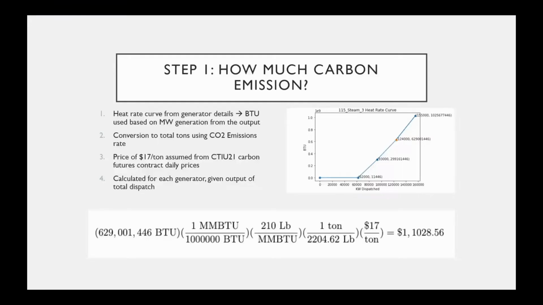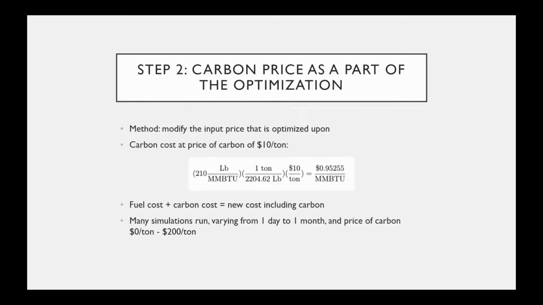But I focused on two main steps of project work. First, just how much carbon emission was happening in each simulation. Each simulation outputs the total amount of dispatch that each generator will have, but it doesn't say how much carbon each generator emits. It only provides the carbon emissions rate. So I added this as an output of the system. And then second, I looked at adding the price of carbon to the optimization. Currently, it only optimizes upon the fuel cost, but I wanted to look at what if we added the carbon cost also to the optimization? How would this change the dispatch of the generators?